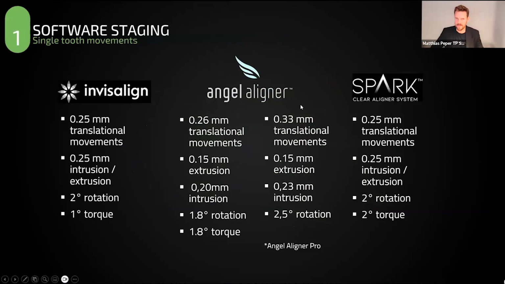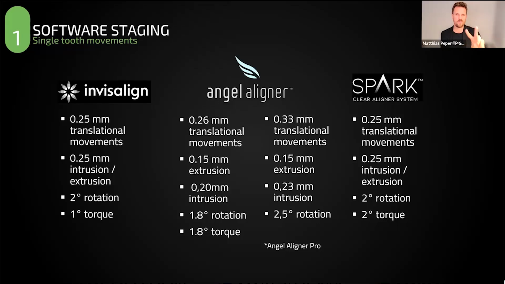As we all know, for Invisalign we have 0.25 millimeter translational movement, 0.25 millimeter intrusion and extrusion, 2 degrees of rotation, and 1 degree of torque. You can see that for Angel Aligner, there is a difference between the normal Angel Aligner system and Angel Aligner Pro. On the left side, you can see the normal Angel Aligner system with 0.26 millimeter translational movements, 0.15 millimeter extrusion, 0.2 millimeter of intrusion, and 1.8 degrees as a maximum of rotation and torque. When it comes to Angel Aligner Pro, there is a little difference.